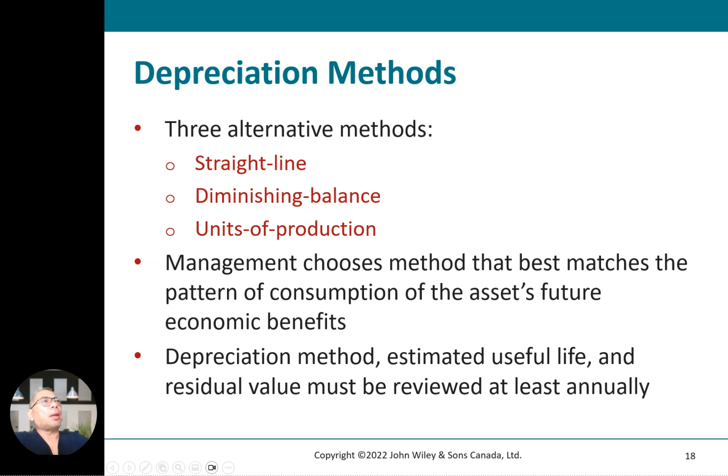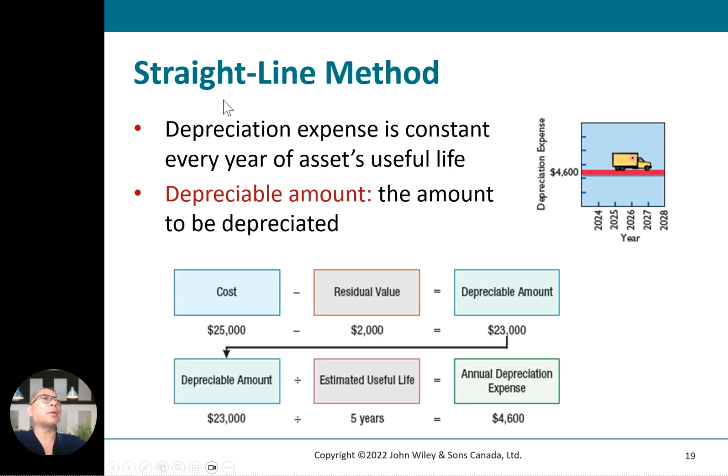Management chooses the method that best matches the pattern of consumption of the asset and its future economic benefits. The depreciation method, as well as the estimated useful life and residual value, must be reviewed at least annually. There is straight line, diminishing balance, as well as units of production. Let's look at the first method, straight line, which is the most commonly used.